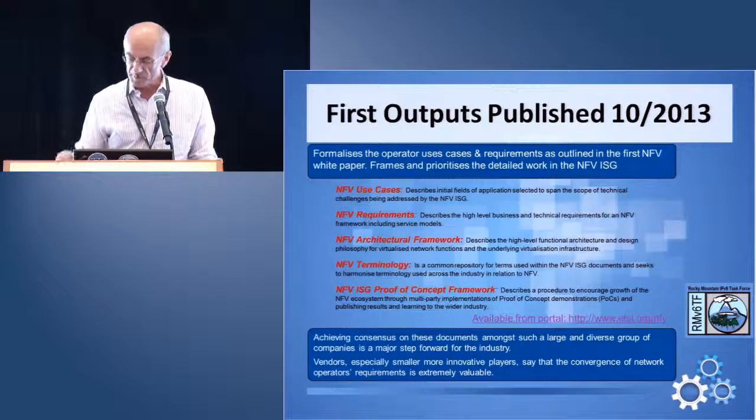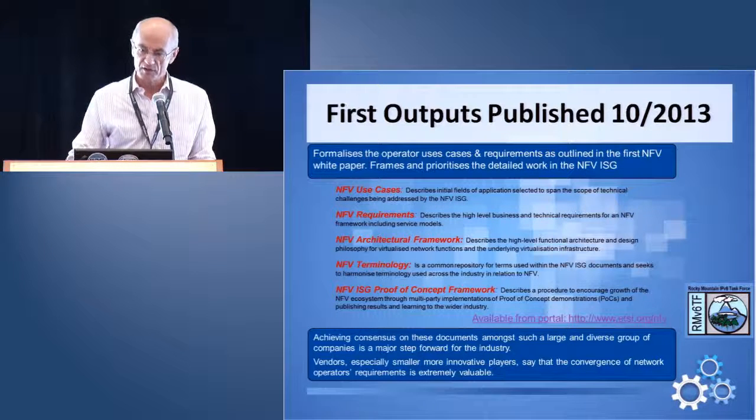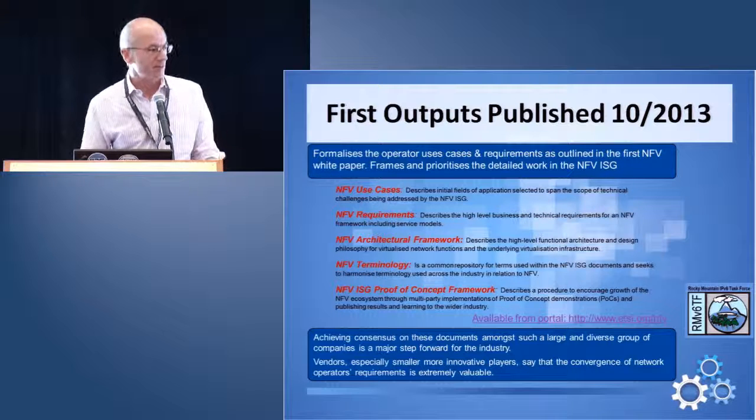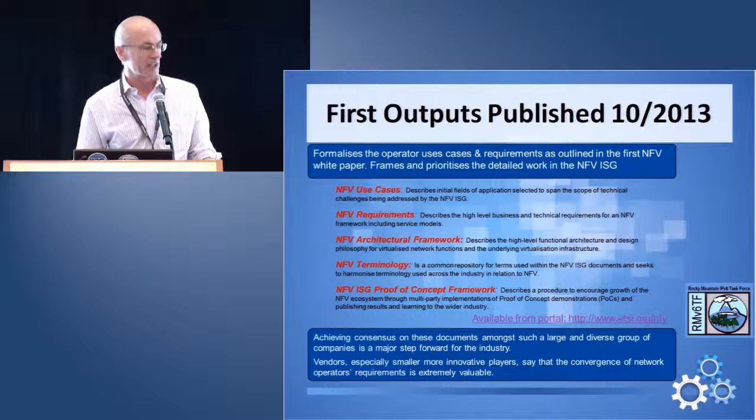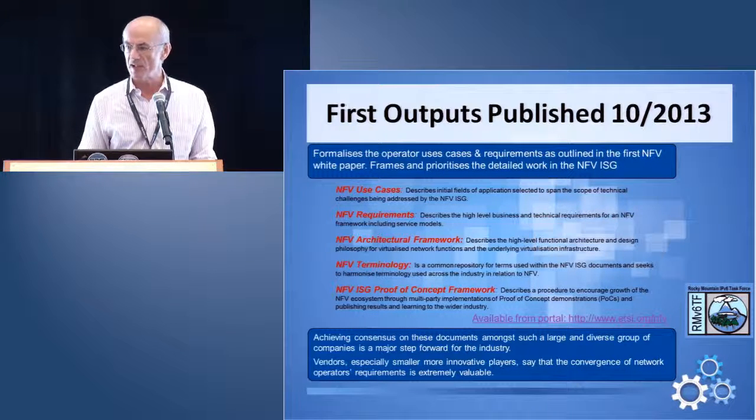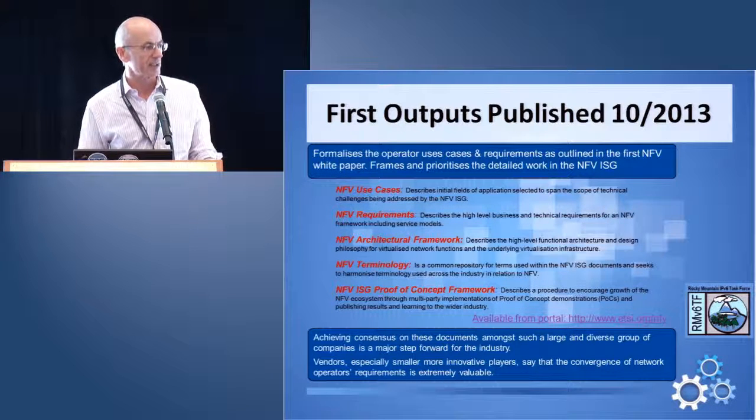So from a paper, a meeting at ONS in April 2012, the coining of NFV as an acronym in June 2012, the publication of a white paper in October 2012, the first meeting of the ETSI NFV three months later in Sophia Antipolis in January 2013, the first outputs were published in October 2013, in less than 10 months, which I think is a pretty impressive rate, but not as fast as some DevOps people can issue code releases.